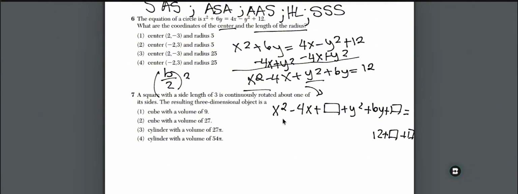So I take my b from my x squared. My b is negative 4 divided by 2, which is negative 2. And when I square that, I'm going to get 4. So I'm going to add 4 here. And now on this side, my b is 6 over 2, which is 3, squared is 9. So I'm going to add my 9 here. That means I'm going to add 4 and 9 on this side as well.